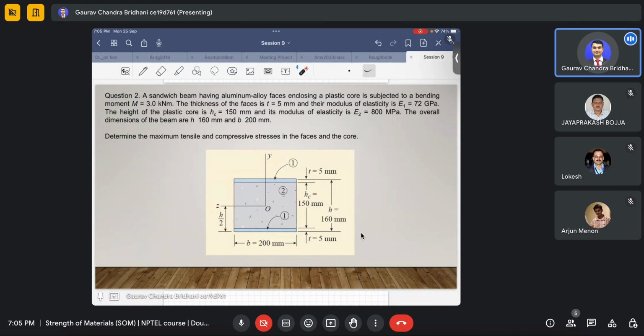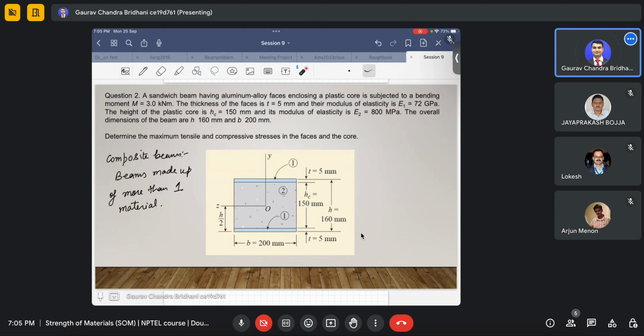So this is also one of the interesting problems. In this we have a sandwich beam, so it's a big problem for composite beams. Composite beams means where the cross section of the beam is made up of more than one material. That is the meaning of composite beam.